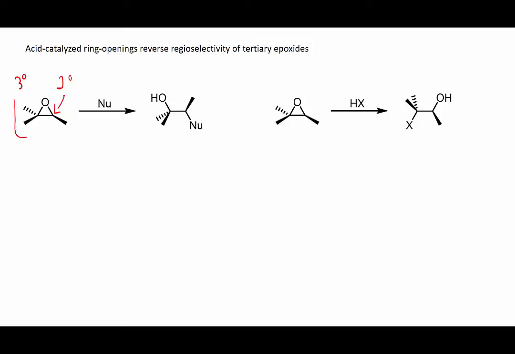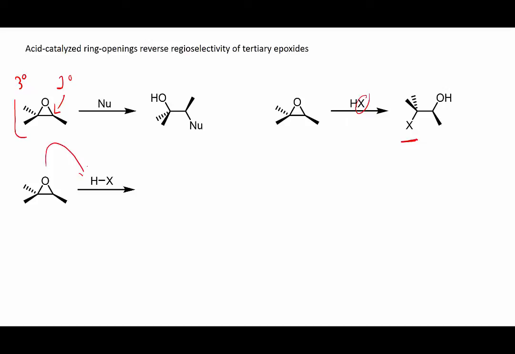In the case of a tertiary epoxide, we can actually use acid catalysis to reverse the regioselectivity. So if you recall, with a standard nucleophile, the tertiary site will be unaffected by the nucleophile. The secondary site will be attacked. But if we have an acid catalyst, we'll actually get the reverse, where the nucleophile, in this case the halogen, will actually add into the more sterically hindered site. Why does this occur? Well, let's take a look at our mechanism.